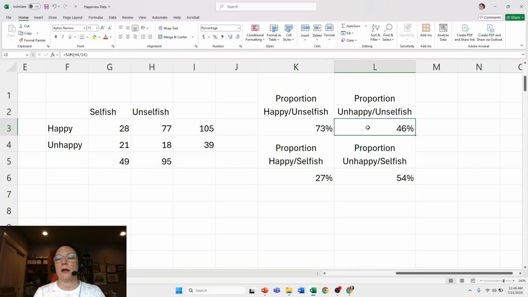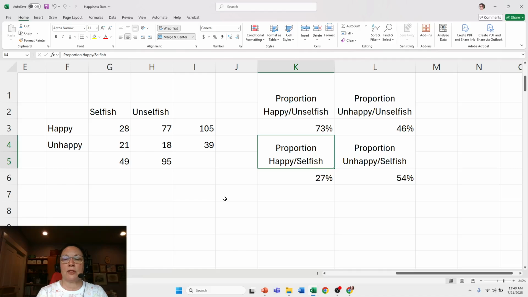I did the same thing on the unhappy, unselfish row. So I came down here to unhappy and saw that there were 18 unhappy people who were labeled as unselfish, and then I divided it by the total number of unhappy people, and that gave us 46. And so what we're seeing is that proportionately, happy people are much more likely to be characterized as unselfish than unhappy people are. And then I did the same process for the selfish characterizations, right?